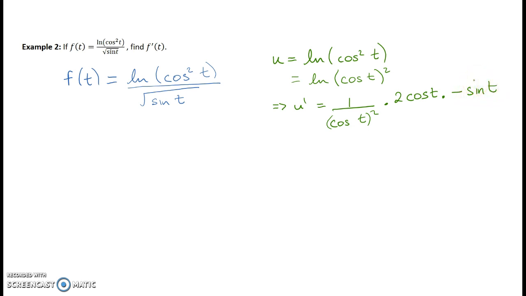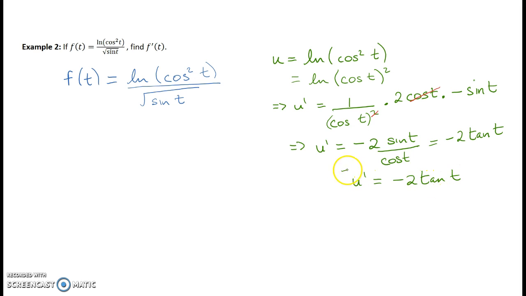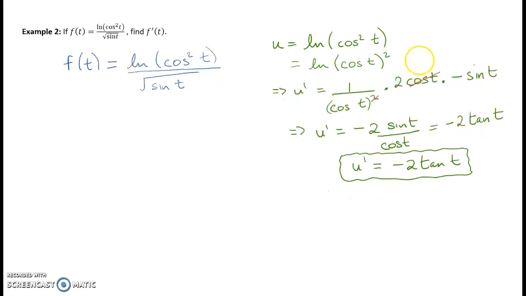Well, one of the cosines will cancel with one of these, and so what we're left with is u prime is equal to negative 2 sine t over cosine t, which is negative 2 tan t. So u prime is equal to negative 2 tan t. Now, that's not our final answer, but because there's so much work on this, we'll just ring fence it off.